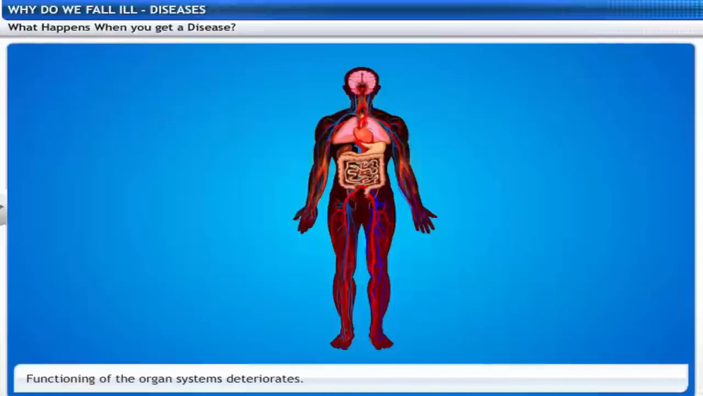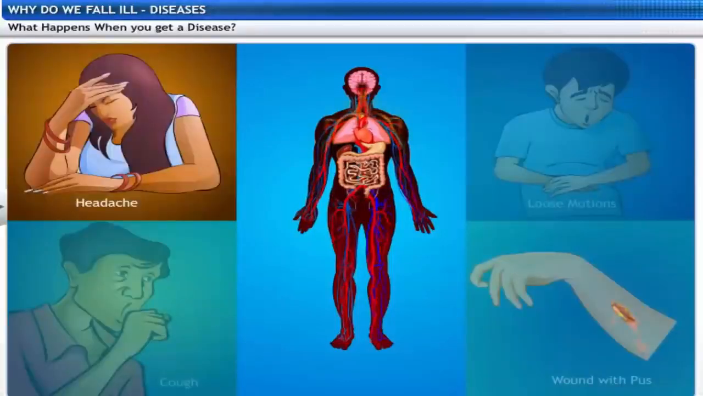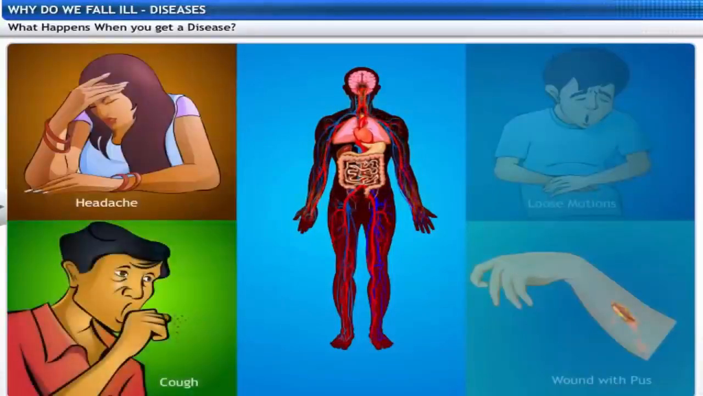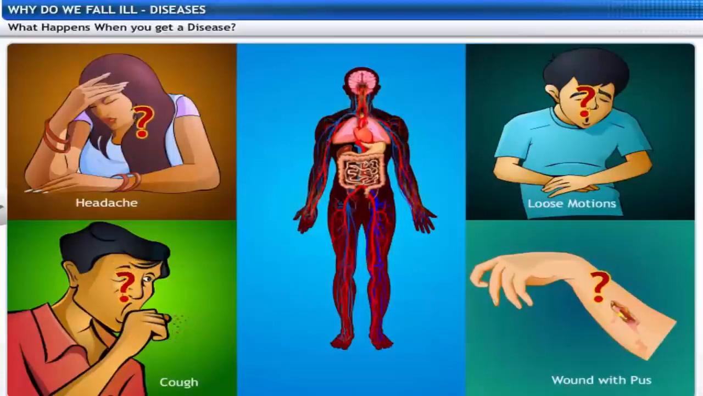When you get a disease, the organ systems, such as the digestive system, stop functioning properly. This gives rise to symptoms like a headache, a cough, loose motions, or a wound with pus. However, these symptoms do not indicate what the disease is.